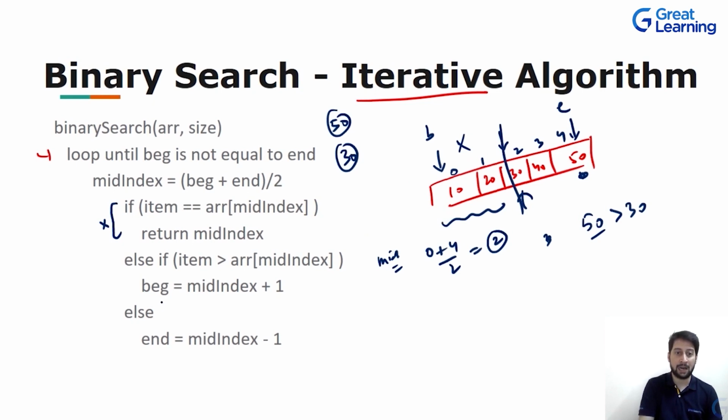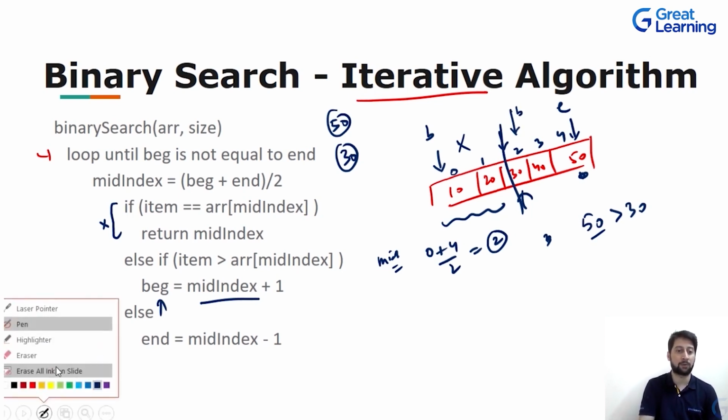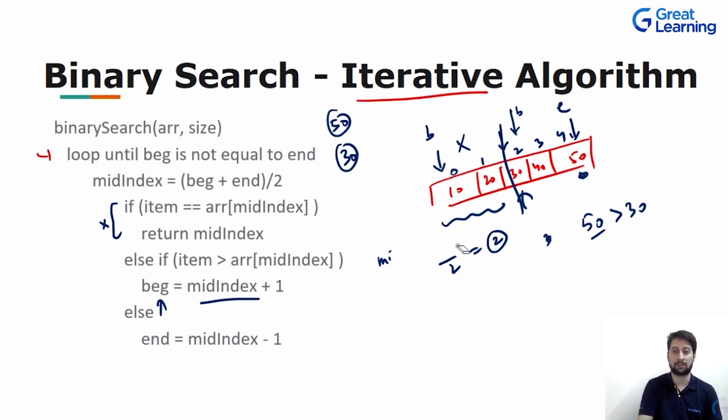So that is why our new beginning is updated. It will be the middle index plus 1. The middle index was 2, plus 1, so this will be our new beginning. So we have smartly skipped the half portion of the array. Now let's run all of these things, and see what happens in the next iteration.